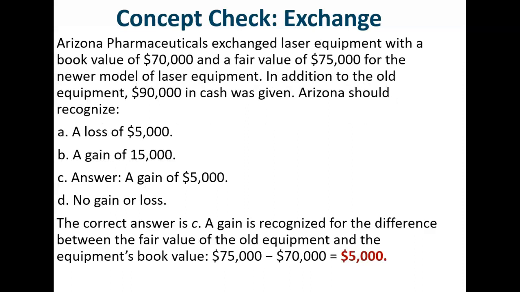The correct answer is C, a gain of $5,000. In this problem, the fair value of the equipment given in the exchange was greater than its book value. Therefore, the exchange will result in a gain. The gain is calculated as the difference between the fair value of the old equipment and the old equipment's book value. $75,000 fair value minus the $70,000 book value of the old equipment equals a $5,000 gain on the exchange.